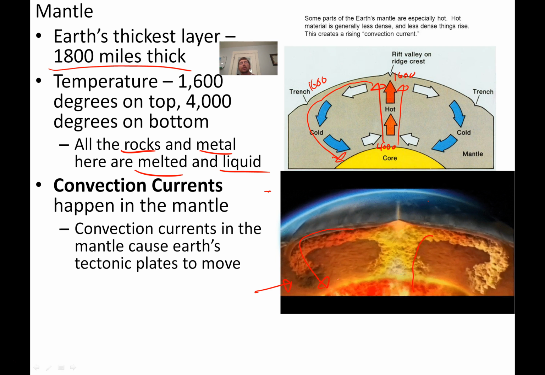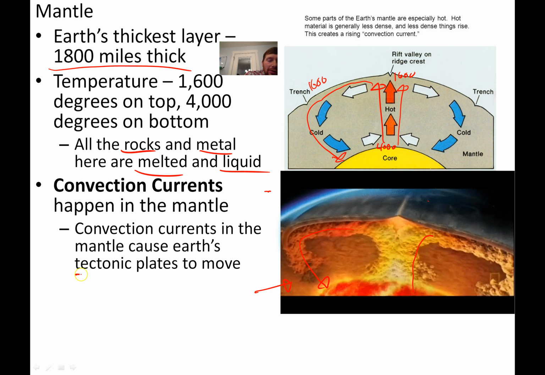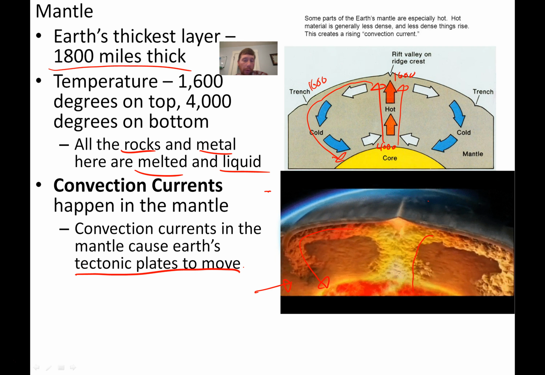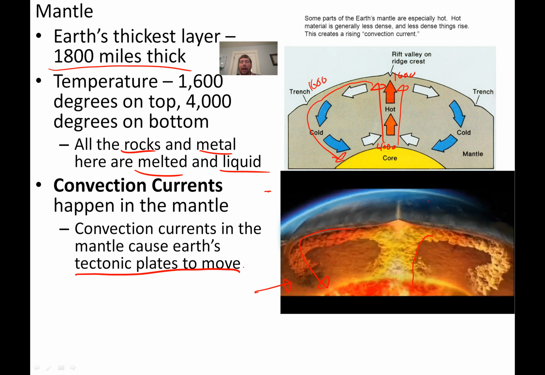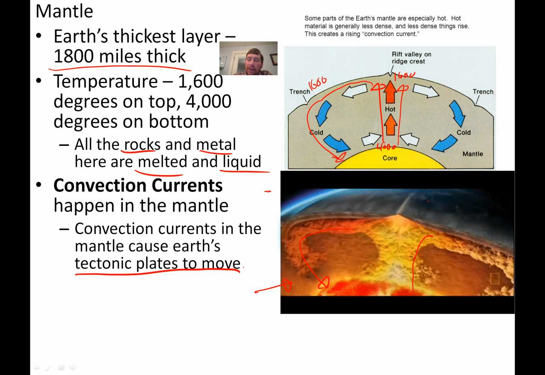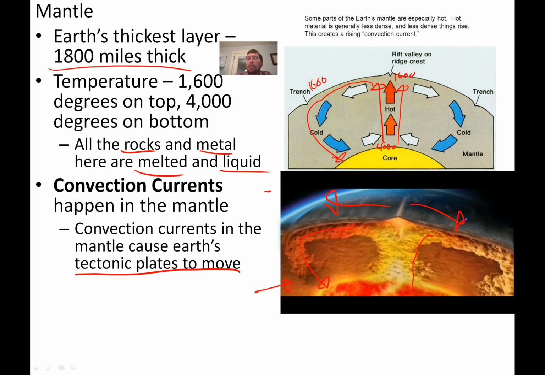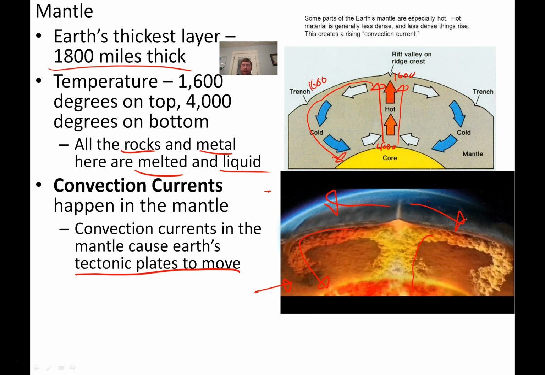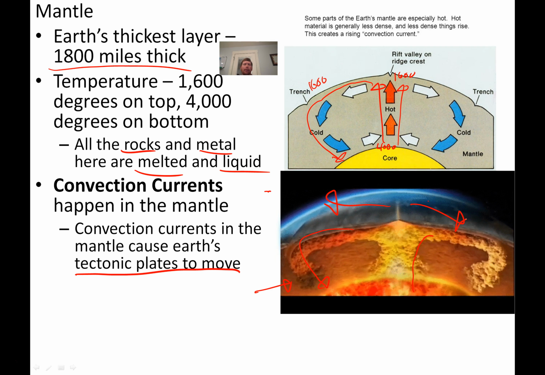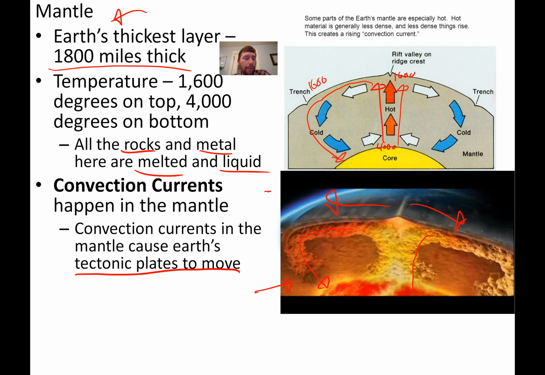Now, the reason why I'm mentioning convection currents now, we will be talking a lot about convection currents, is this is the whole reason that tectonic plates move. The movement of North America, Africa, whatever, is entirely based on these convection currents, because as they come up and spread out, that's going to make the land go this way, and it's going to make the land go that way. And that's what causes continental drift, is these convection currents. So something to remember, convection currents in the mantle are very important for understanding continental drift.